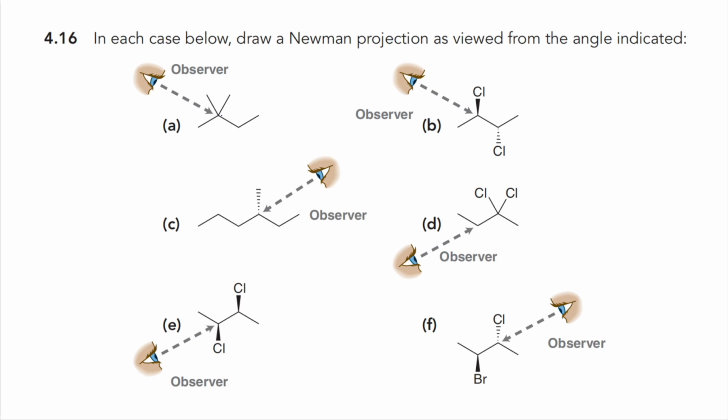So for the first one, for A, we see it from this side. So this side is the front. This is the front carbon. This is the back carbon. And so for the front carbon, we have 3 methyl groups: Me, Me, Me. And then for the back carbon, we have a Me and 2 hydrogens, not drawing them out.